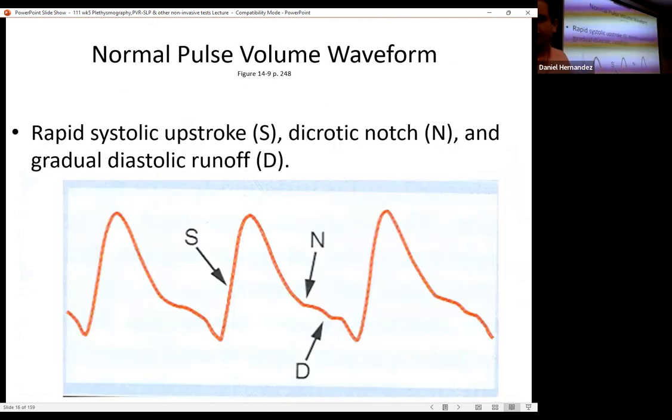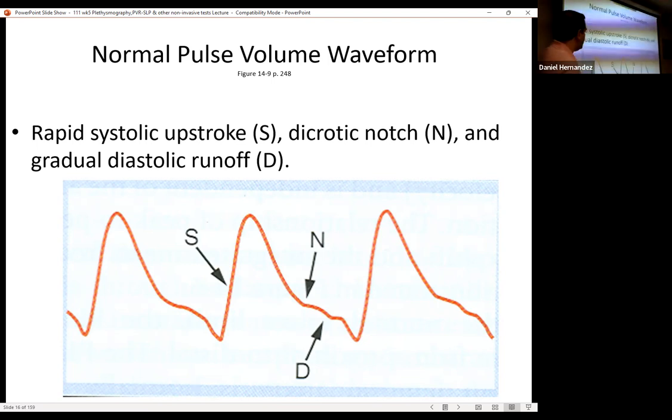All right, so normal pulse volume recording waveforms. A couple of things that we look for with normal pulse volume recording waveforms are a nice rapid upstroke, so a nice fast upstroke. When we go from the beginning of systole to peak systole, we want a nice sharp, steep incline. We also look for what's called a dicrotic notch. This is that dicrotic notch, it kind of bends backwards.